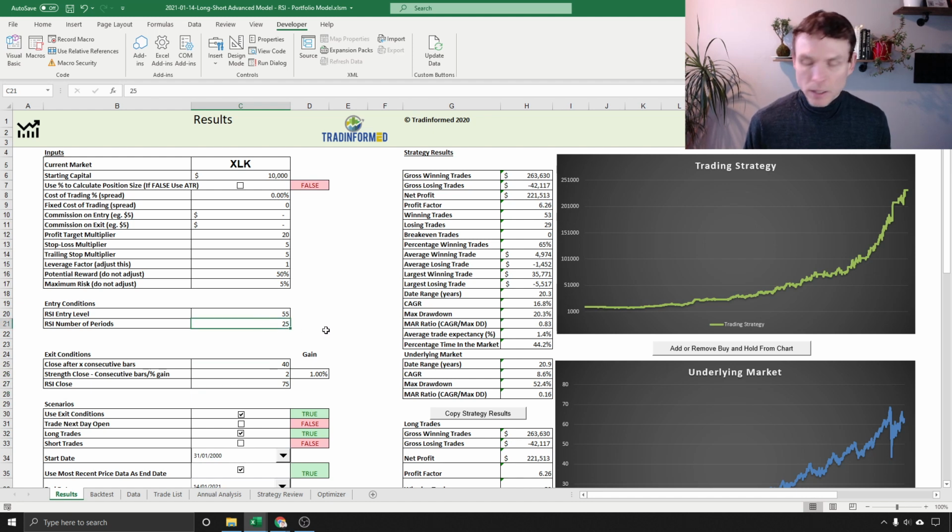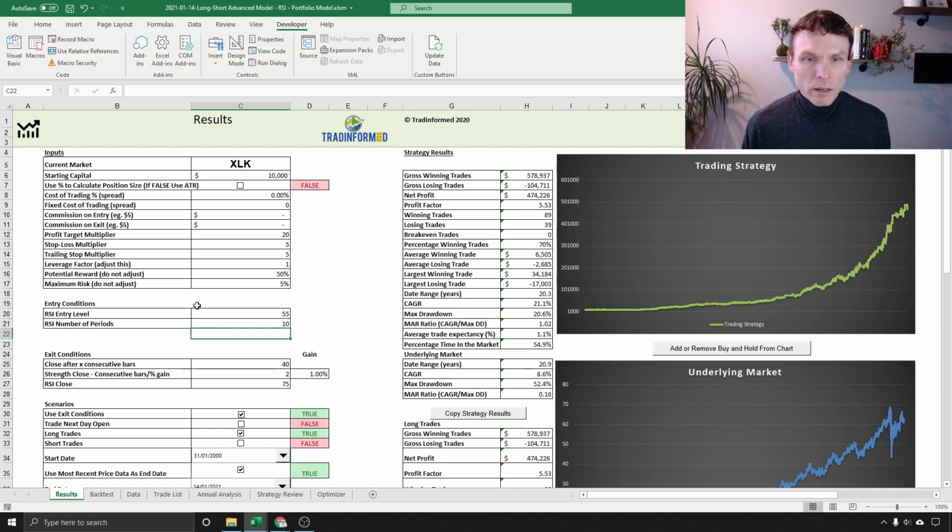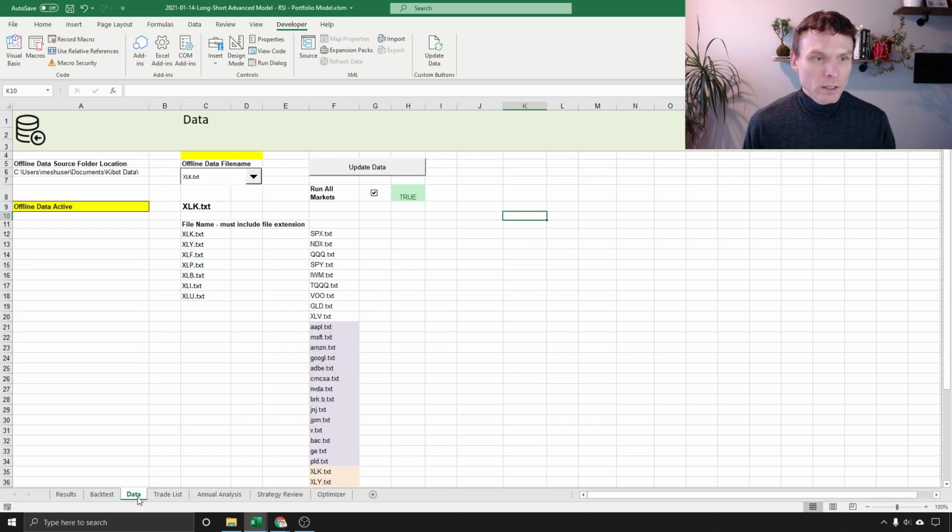a test here, RSI number of periods. What would happen? We saw earlier that having a shorter RSI gets us into more trades, increases our net profit, but doesn't increase our average trade expectancy. However, if we're getting more trades, then we still want to do this. We're in the market more frequently. So for XLK, that's a good thing. So let's have a look. Just one simple change here. Let's run all the data again.